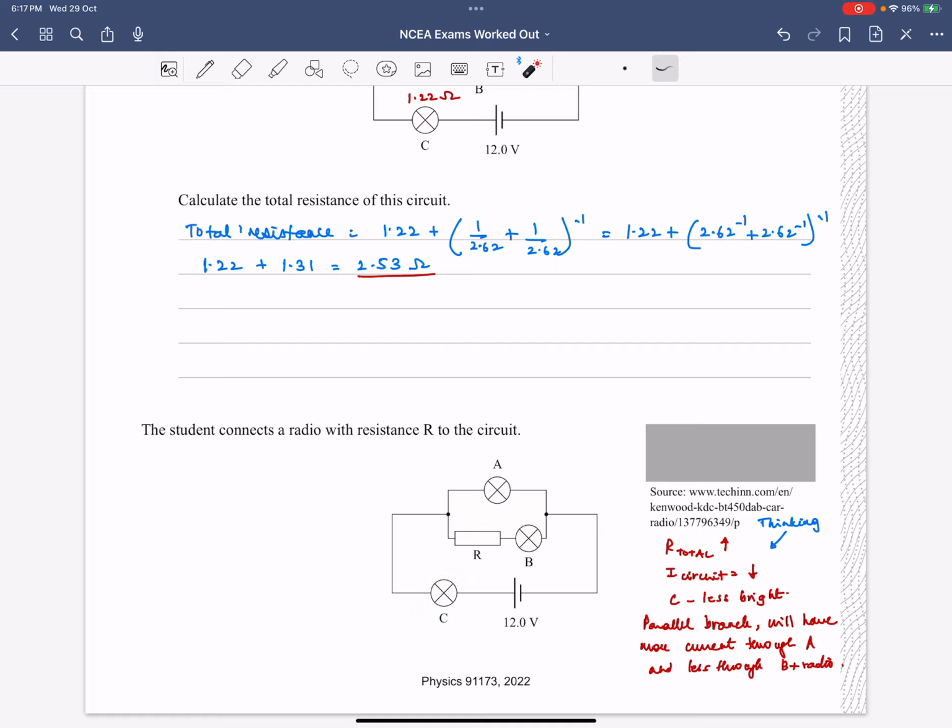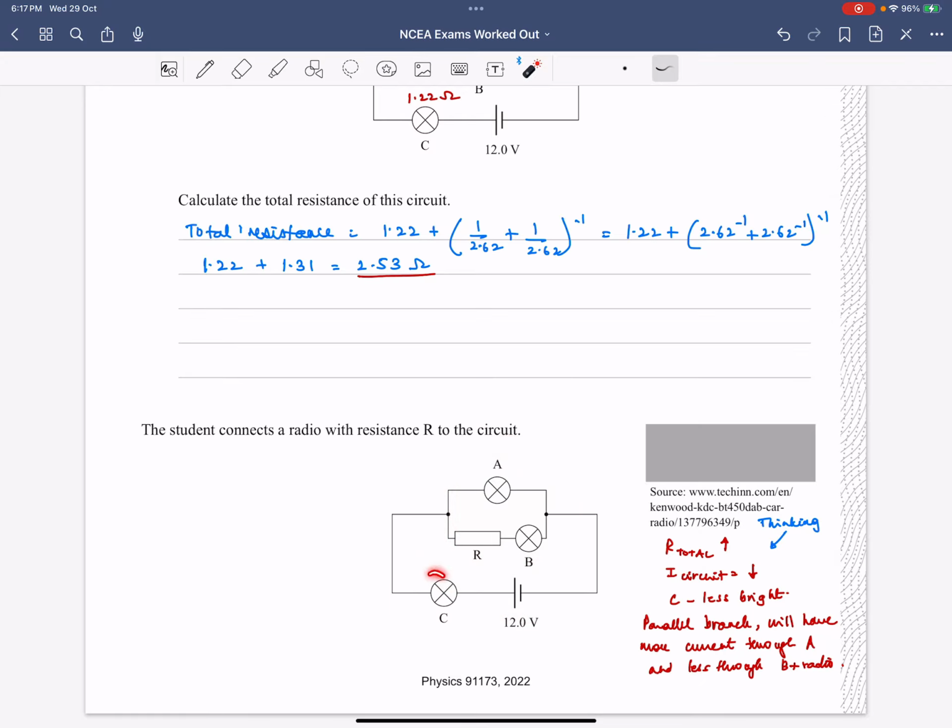But in this parallel branch, there's less voltage drop here. So what happens in the parallel branch, there'll be a greater proportion of voltage than before, because the voltage across that and the voltage across this has to add up to 12.